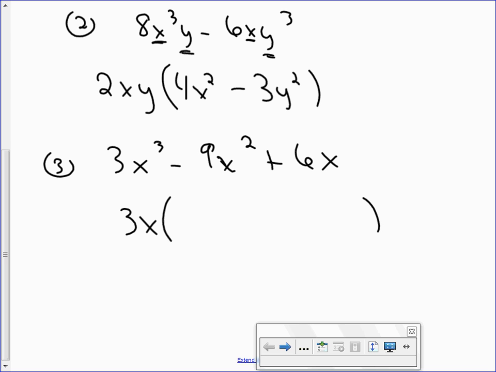And inside the parentheses, you're going to have 3 terms left over. Okay? And then again, either asking yourself what do I multiply by, or working it as a division process. 3x cubed divided by 3x is x squared. 9x squared divided by 3x is 3x, and 6x divided by 3x is 2. Okay?